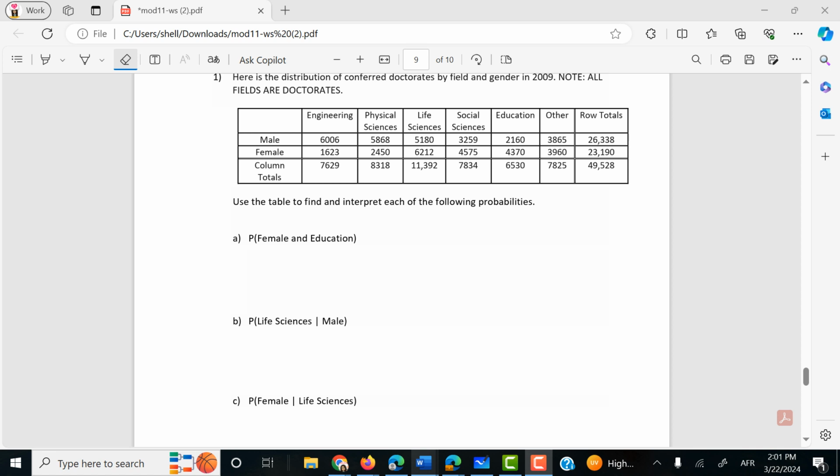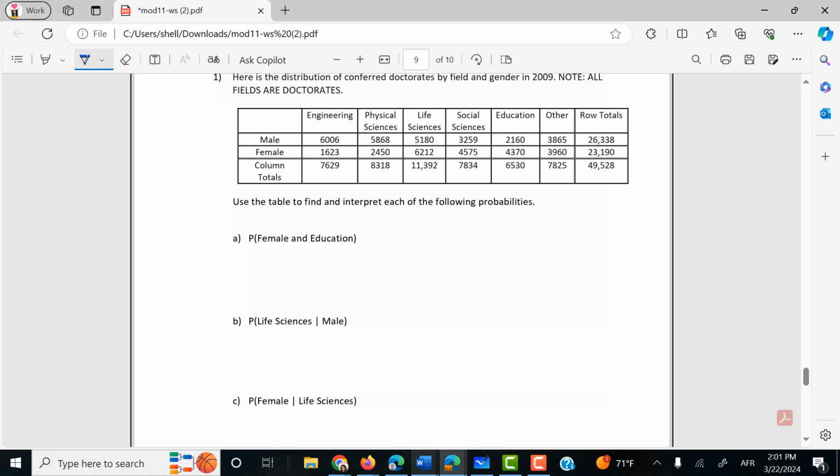As you can see here, we have distributions of conferred doctorates by field and gender in 2009. These are all doctorates. We have males and females, and then the different doctorates are engineering, physical sciences, life sciences, social sciences, education, and other. You'll notice that all the row totals and column totals are filled out for us.